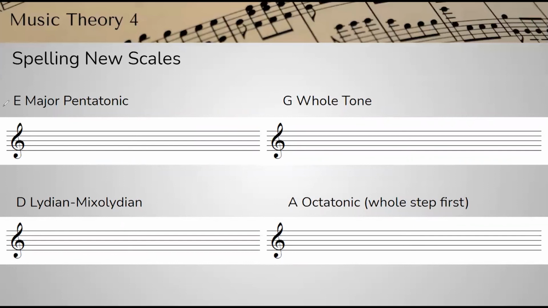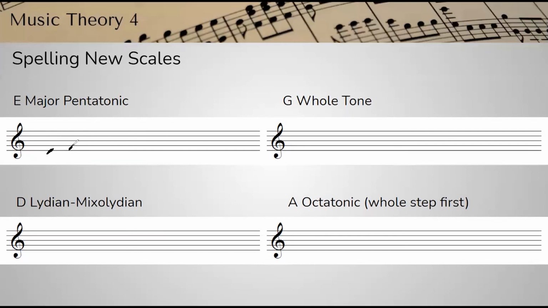Okay. So here we have, it's asking for E major pentatonic. So a good place to start would be on the note E. So we'll write our E here. Now I know that this is going to be just like a major scale, but missing its 4th and its 7th degree.